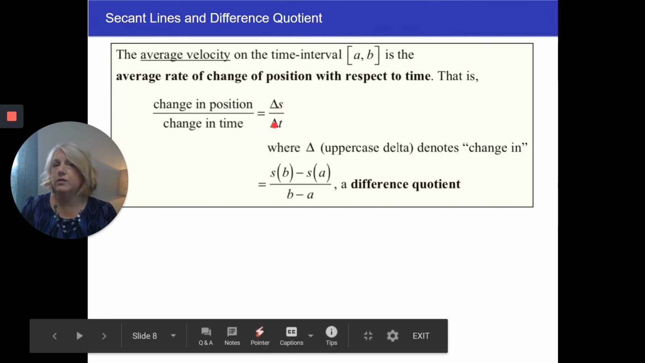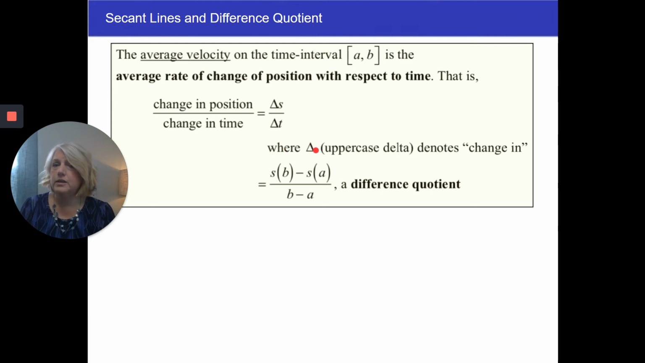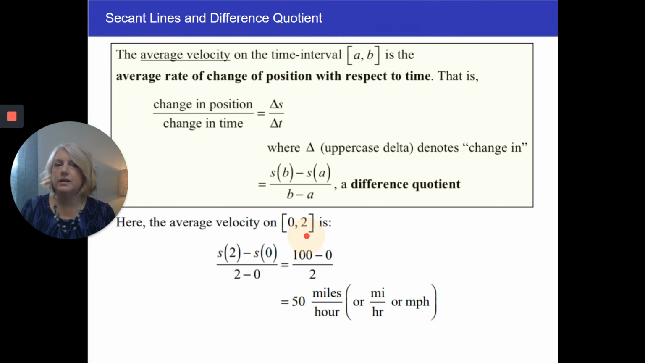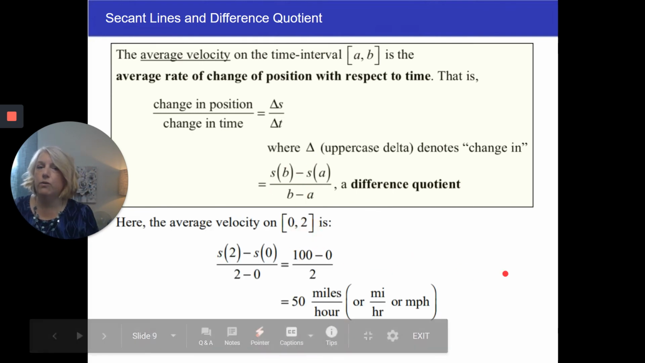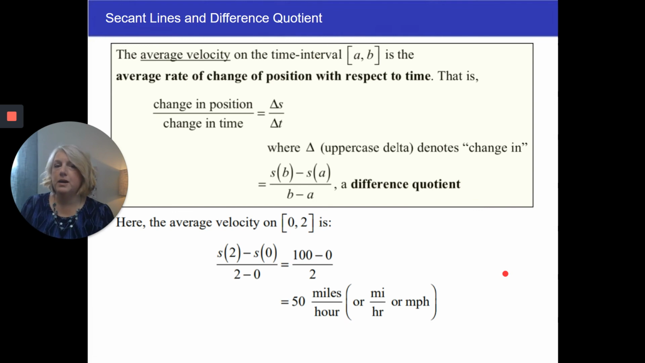Change in S over change in T. And remember that the uppercase delta is a Greek letter. It just means change in whenever you see that. So we have our nice little difference quotient down here, and we can calculate that for this problem simply by plugging in.